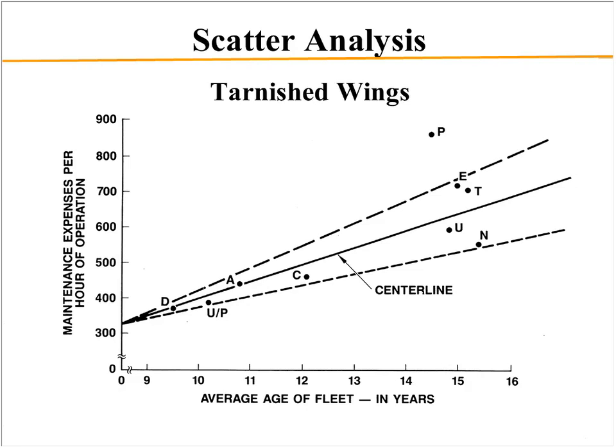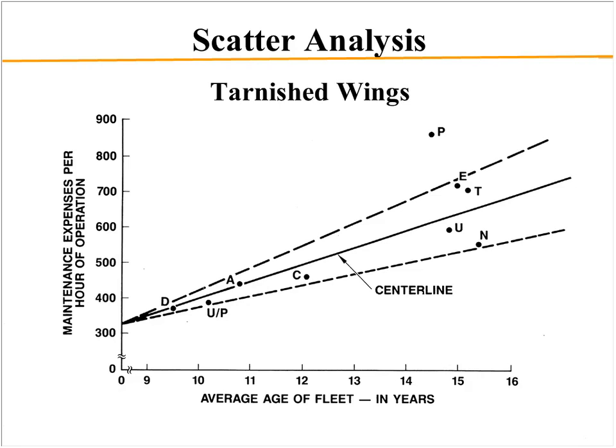And we do the same thing plotting the bivariate data points for each of the airlines that existed at that time. The U/P was US Air / Piedmont. US Air had just absorbed Piedmont. A is American, C is Continental. Going over to the far right, N is Northwest Airlines, U is United Airlines, T is Transworld, E is Eastern, and P, way out of distance, is Pan Am. Now, as everybody well knows, Pan Am no longer exists, Eastern Airline no longer exists, etc.